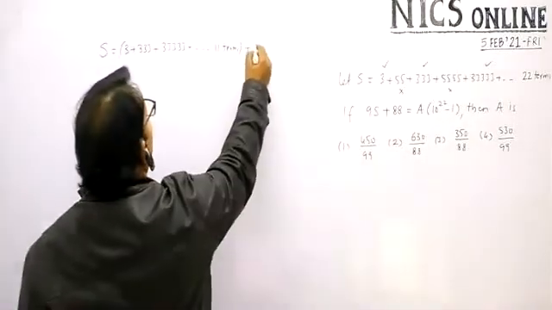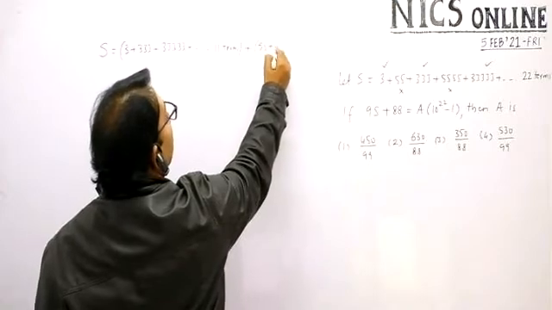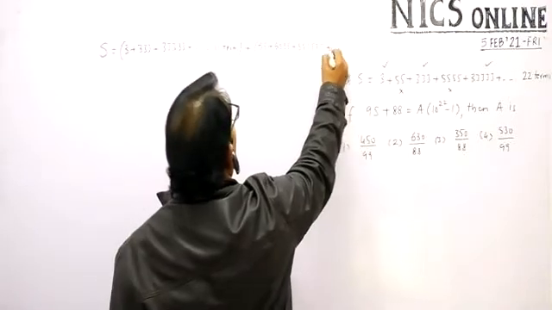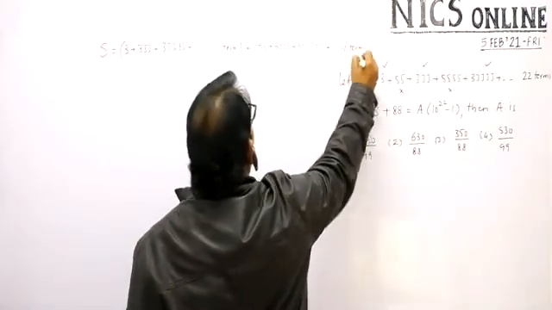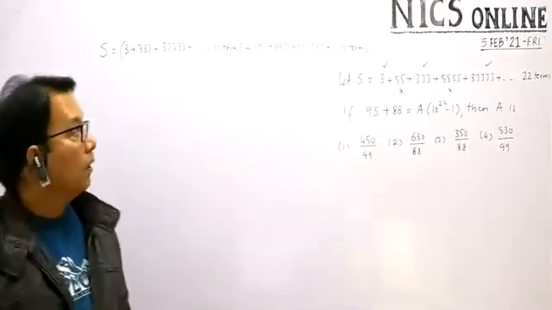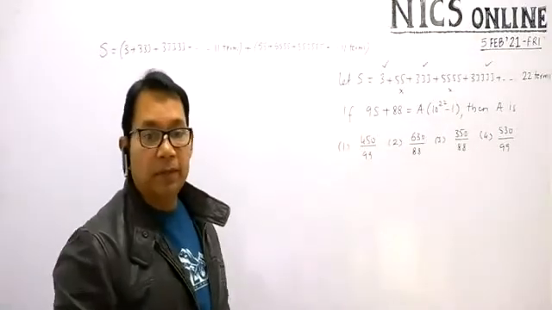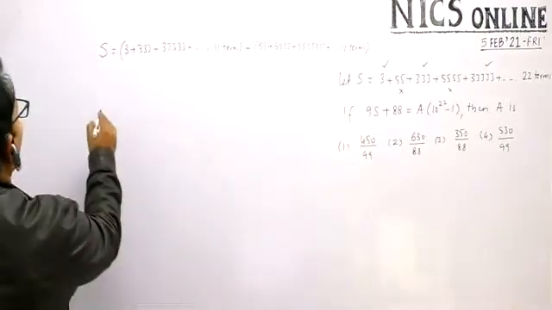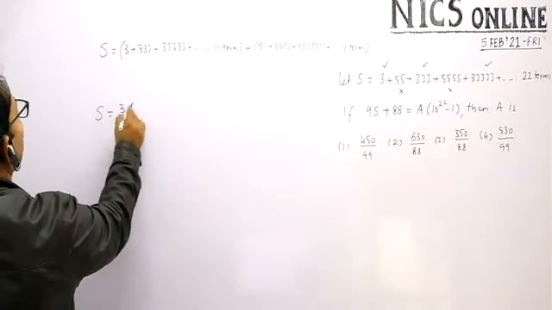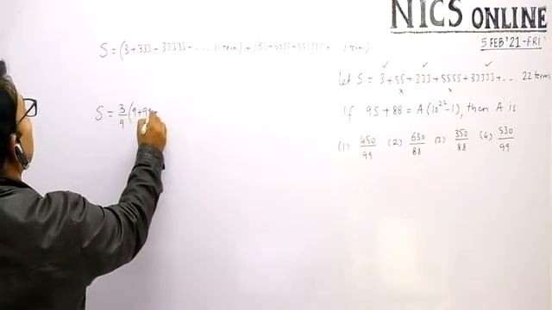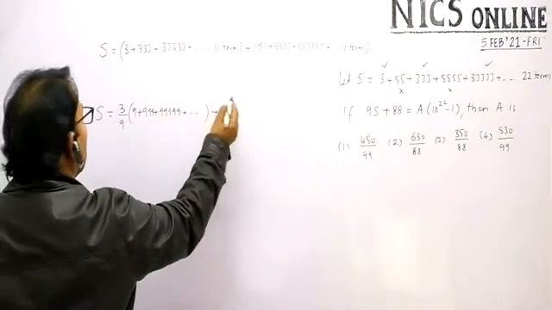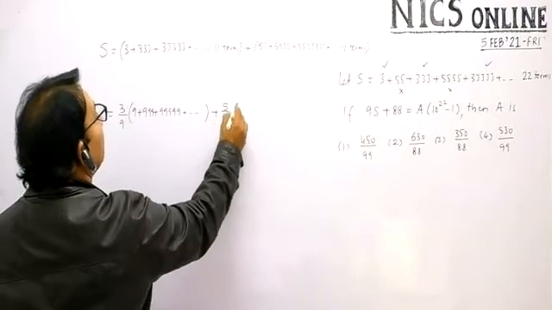Similarly, the next sequence would be 55, 555, 5555, and so on, again 11 terms. We need to separate these terms, because otherwise it won't be possible to solve it. Now, S is equal to: take 3 common and multiply and divide by 9. Take 5 common, multiply and divide by 9.